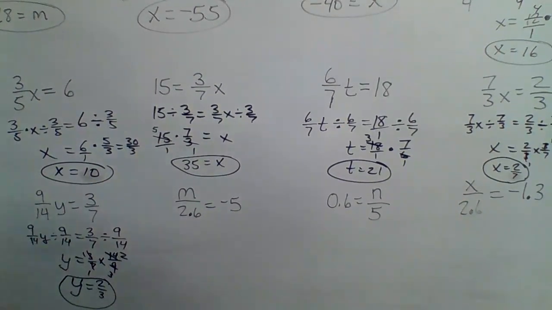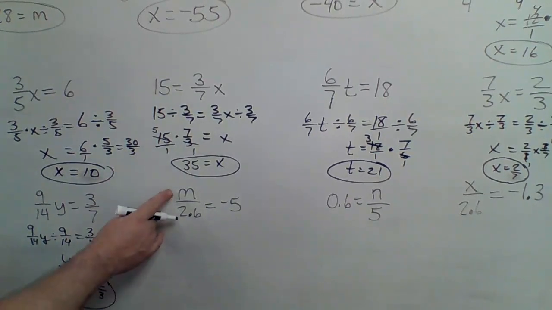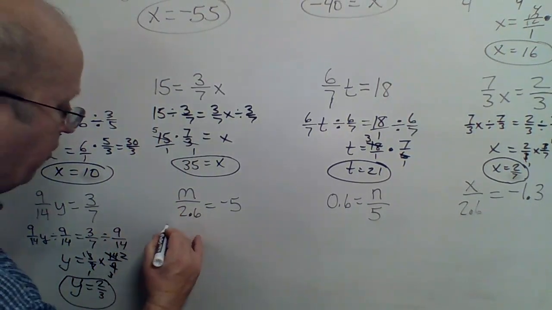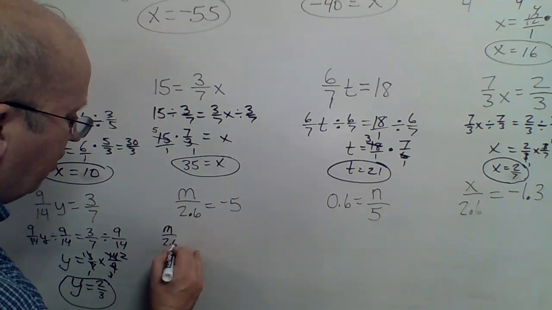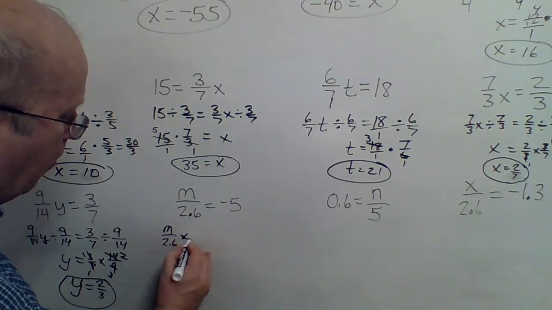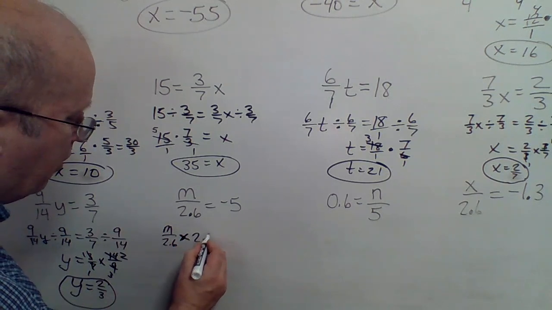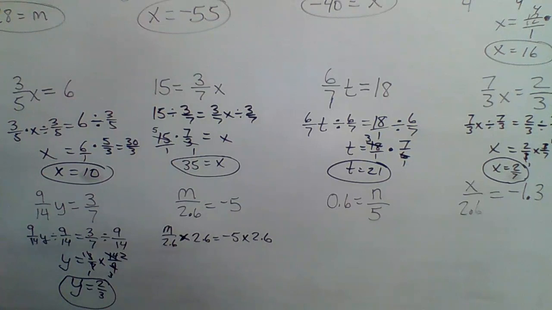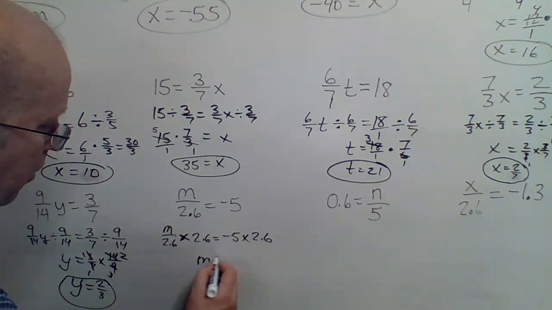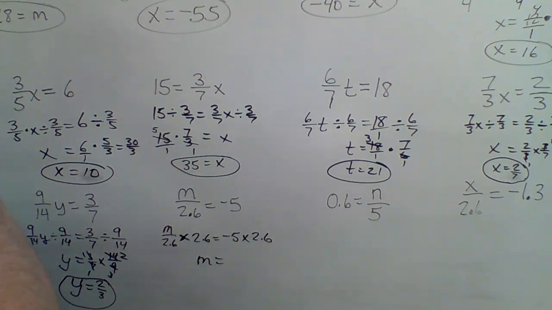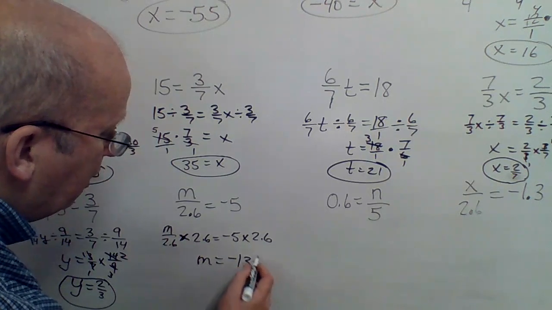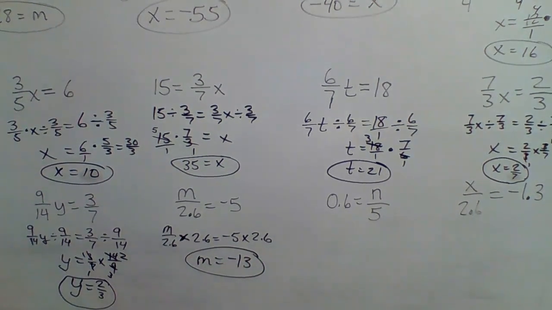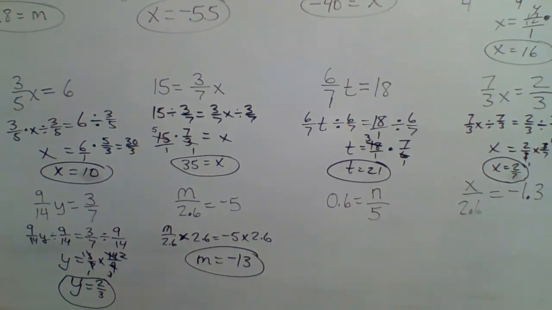Ooh, this next one's an easy one, even though it might look hard. What's the opposite of dividing by 2.6? Isn't the opposite of dividing by 2.6 multiplying by 2.6? And don't I have to do that to both sides, right? And over here, the 2.6 that you divide by and the one that you multiply by cancel each other out, leaving you with m. And over here, we end up with a negative 13 as our value of m.